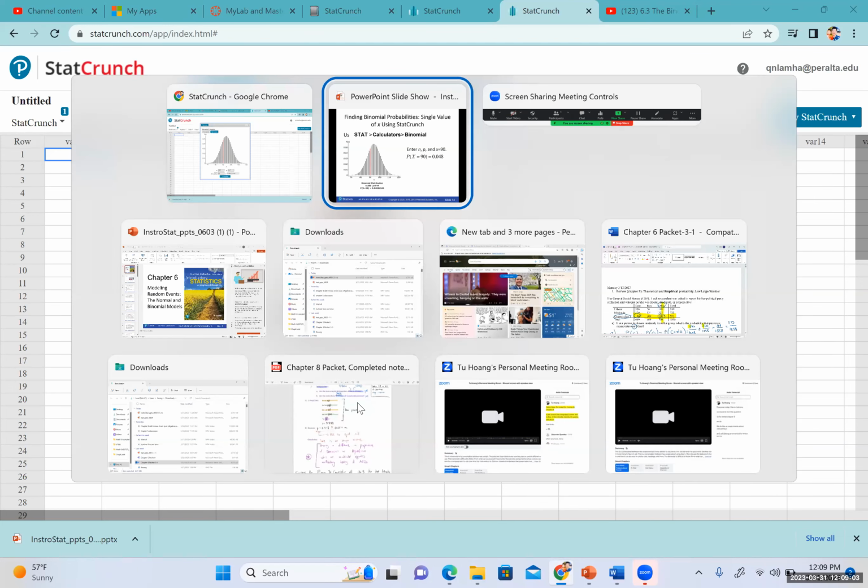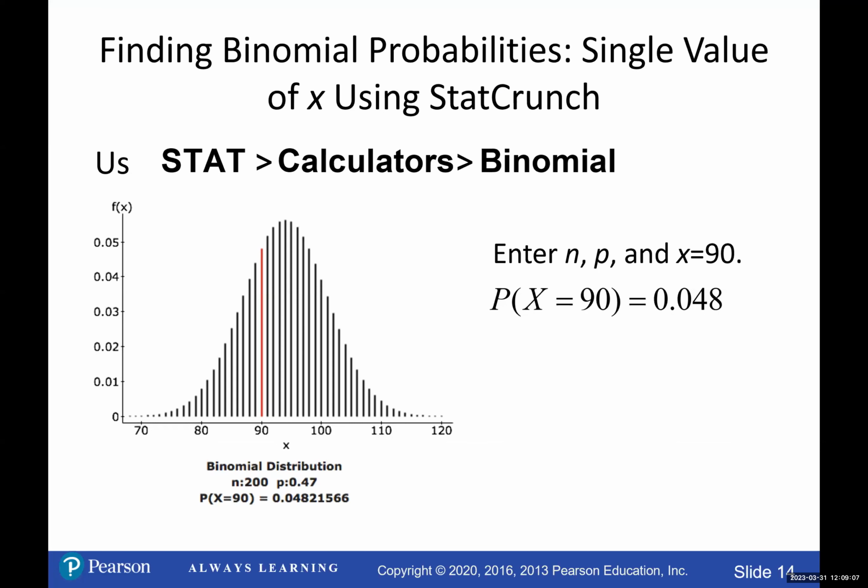All right, so we move back to the slide and see that the probability of getting exactly 90 people who say yes in 200 people you do research on is 0.048 when you round to 3 decimal places. So it means there's about a 5% chance to get exactly 90 people out of 200 people you want to do research on.